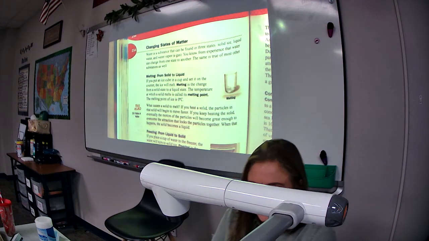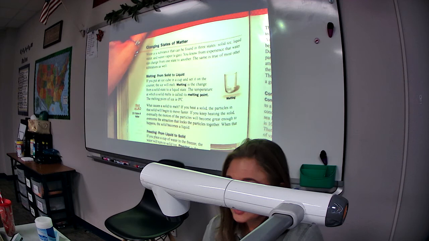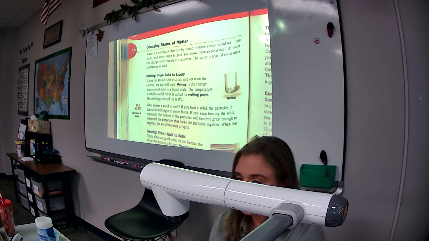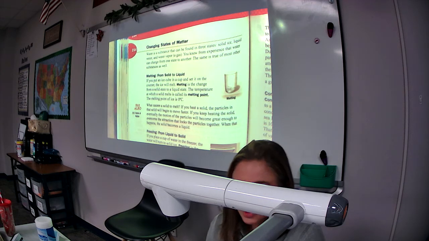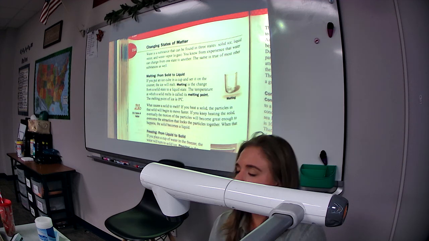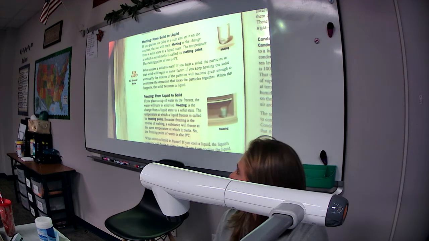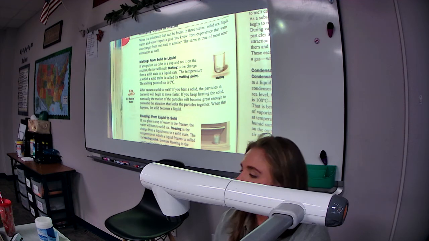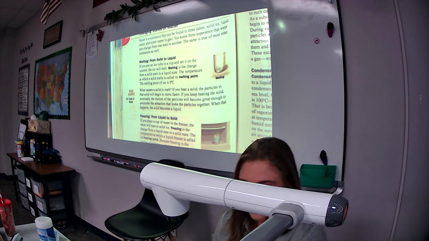Water is a substance that can be found in three states: solid, ice, liquid water, and water vapor, or gas, or steam, basically. You know from experience that water can change from one state to another. The same is true of most other substances as well. Melting, taking a substance from a solid to liquid. If you put an ice cube into a cup and set it on the counter, the ice will what?